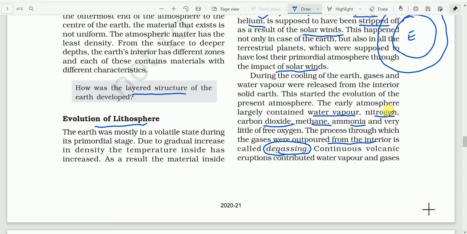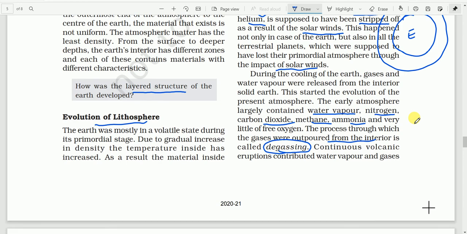Then about 3.8 billion years ago, life originated, and only after that, because of the photosynthesis process, we got enough oxygen. Okay, so this is the story.